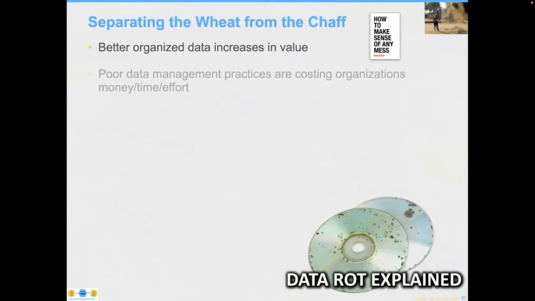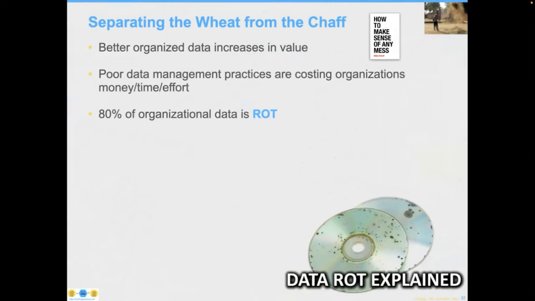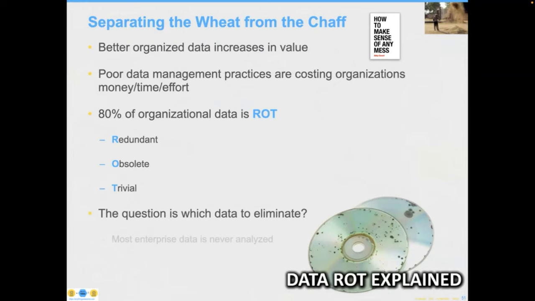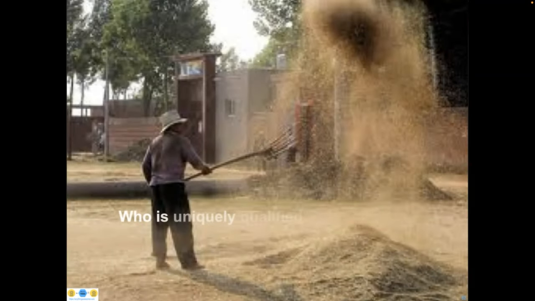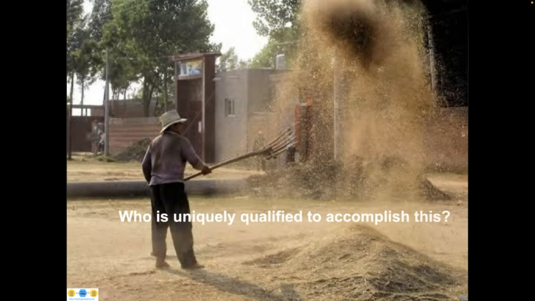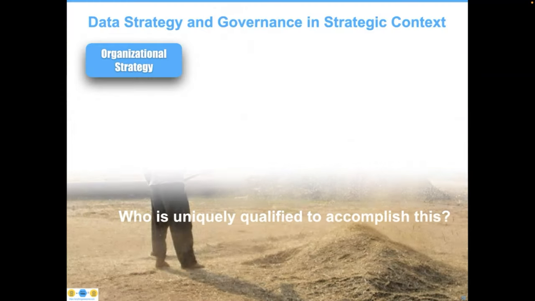Well, of course, now we've proven that better organized data increases in value. And now I'm going to give you a very disappointing statistic: that 80% minimally of your data is rot. Rot is an acronym that stands for data that is redundant, obsolete, or trivial. And when you think that most enterprise data is never analyzed, this does represent some very nice savings opportunities and ability to pare down the general problem space and all this. So who would be more uniquely qualified to accomplish this but your own folks who really do understand the data?